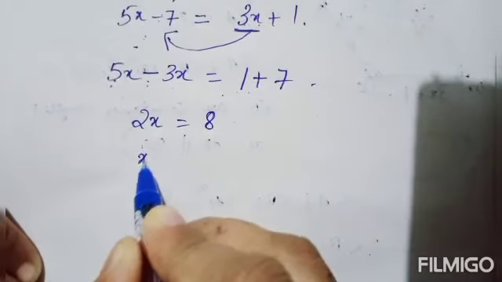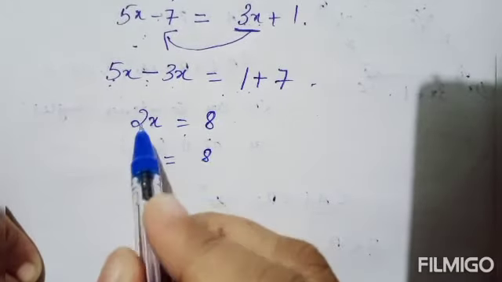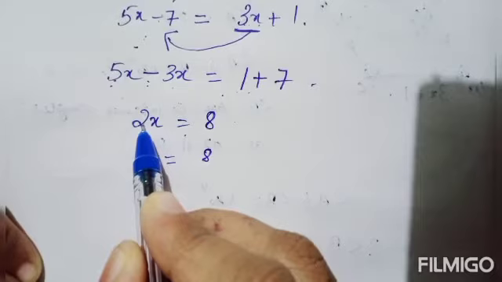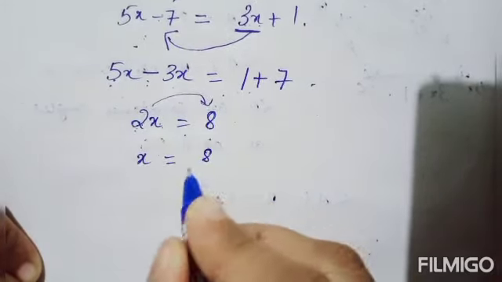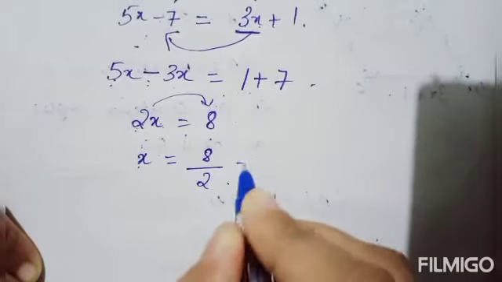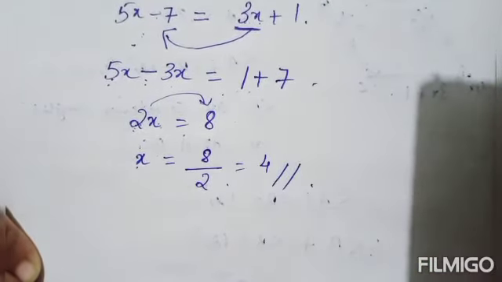Now you can solve for x. 2x equal to 8. This multiplication by 2, 2 into x. So multiplication on taking to the other side becomes division. So x equal to 8 by 2, you will get 4.